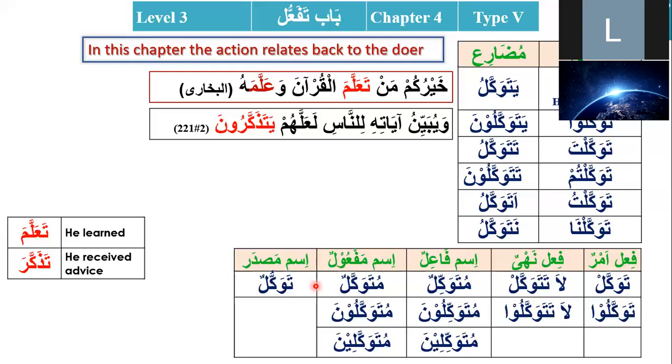Okay, so what is the meaning of ta'allama? Ta'allama, they? Sorry. He learned. He learned, yes. And allama? He teaches. He taught, sorry. He taught. Okay, khairukum. Translate word by word first. Khairu. Good or best. Kum, you all. Best among you all. Man. From. Man, from? No, that is min. This is man, who.